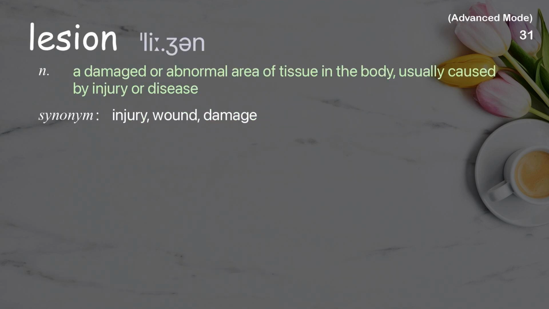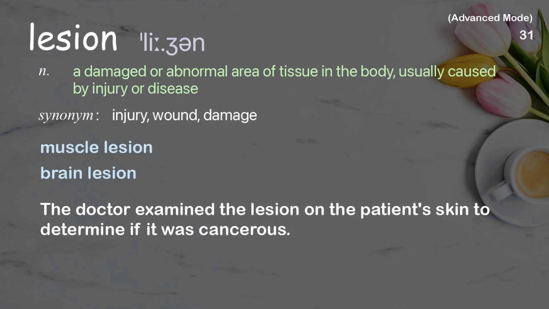Lesion. A damaged or abnormal area of tissue in the body, usually caused by injury or disease. Examples: muscle lesion, brain lesion. The doctor examined the lesion on the patient's skin to determine if it was cancerous.